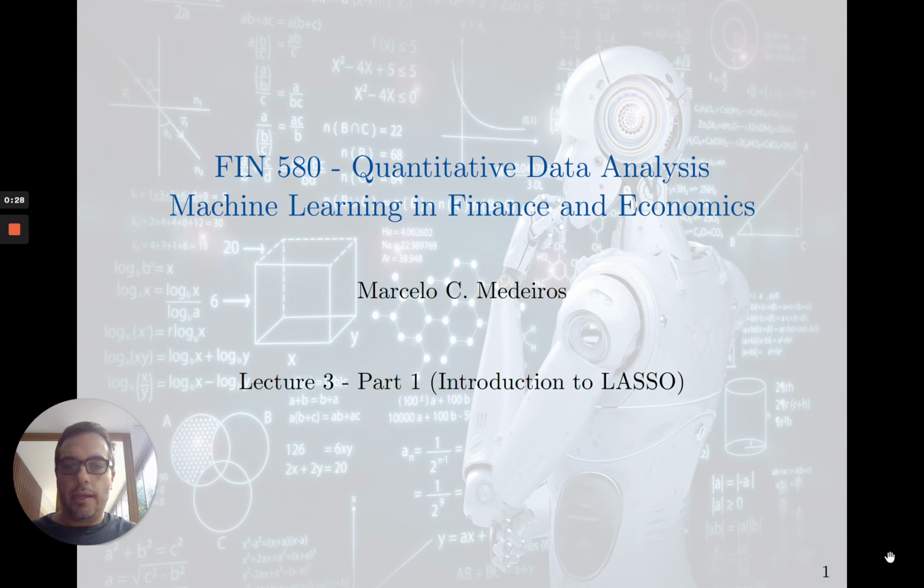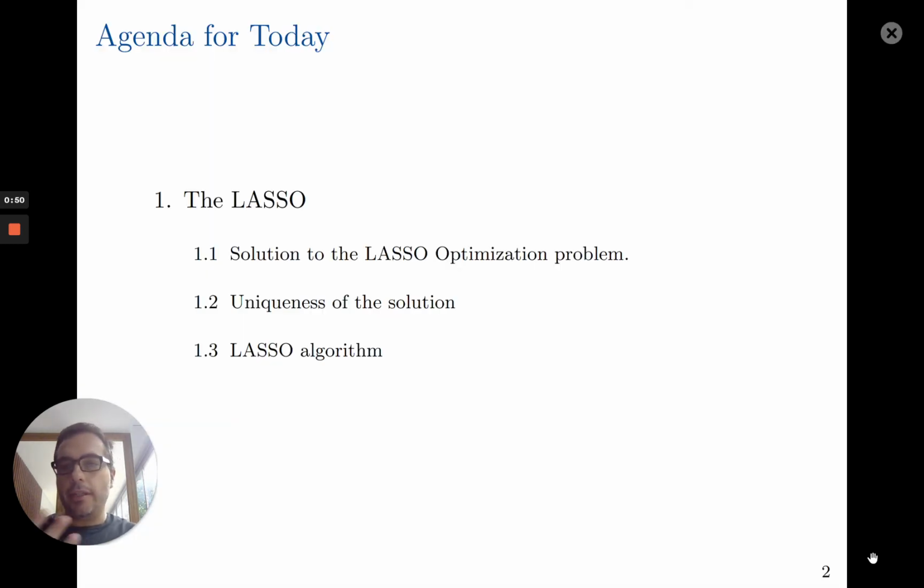So in these lectures, we are going to see an overview of the theory. I will provide more detailed notes for anyone who may be interested in going a little bit deeper into the details of the results. So the agenda is that we are going to look at the solution for the lasso, uniqueness of the solution, and the lasso algorithm. That's what we are going to cover in this first block. We are going to have 4 blocks for lecture 3.